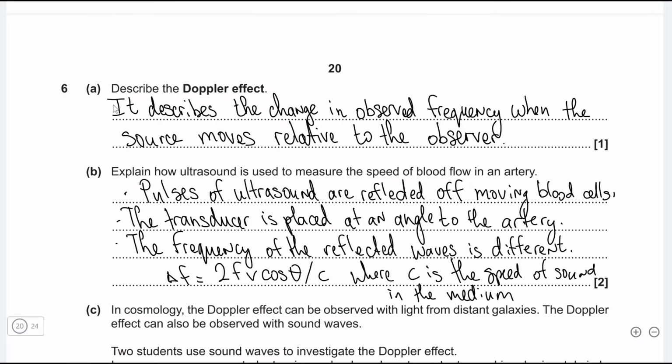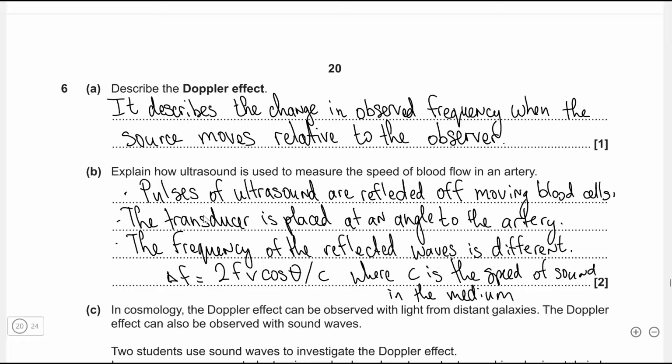Okay, question 6, last question of this paper. Describe the Doppler effect. Well, the Doppler effect describes the change in observed frequency when the source moves relative to the observer. Notice that because it says the word describe, I've not actually used equations.